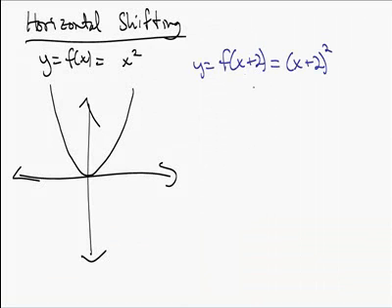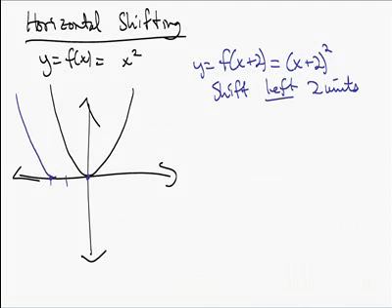What's this going to do? It's actually going to shift to the left. Shift to the left 2 units. And why is that? Well, think about what value of x would make this quantity 0. The value of x that would make this quantity 0 is negative 2. So I'm going to have to move 2 units to the left to get this vertex point to be 0. So the graph of y equals f of x plus 2 quantity squared is going to be shifted 2 units to the left. It's going to look like that.